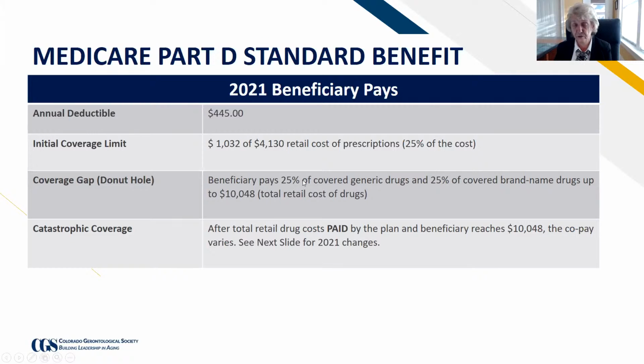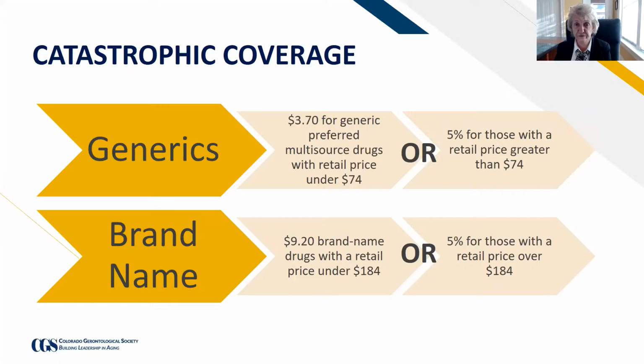There, again, you pay 25%. If you get a generic, you pay 25%, and if you get a name brand, you pay 25%. When the price of your drugs goes from $4,130, and then the balance reaches $10,048, you have reached catastrophic coverage. This is all on the retail side. This is not your out-of-pocket. Then basically the charges for catastrophic coverage are as follows.